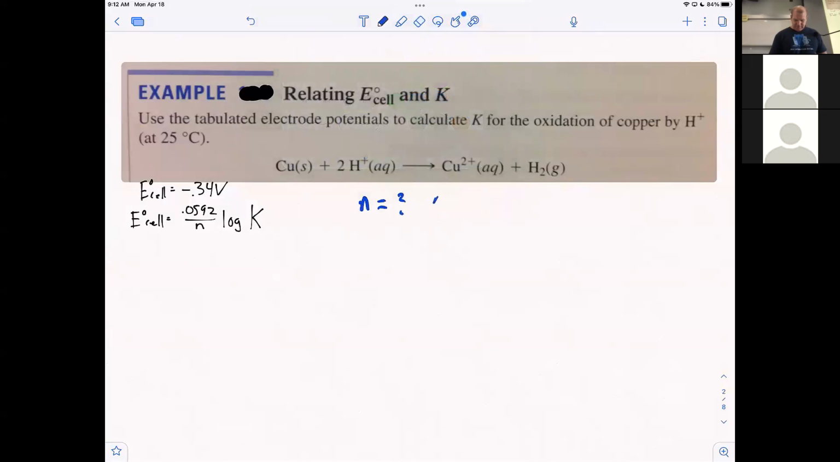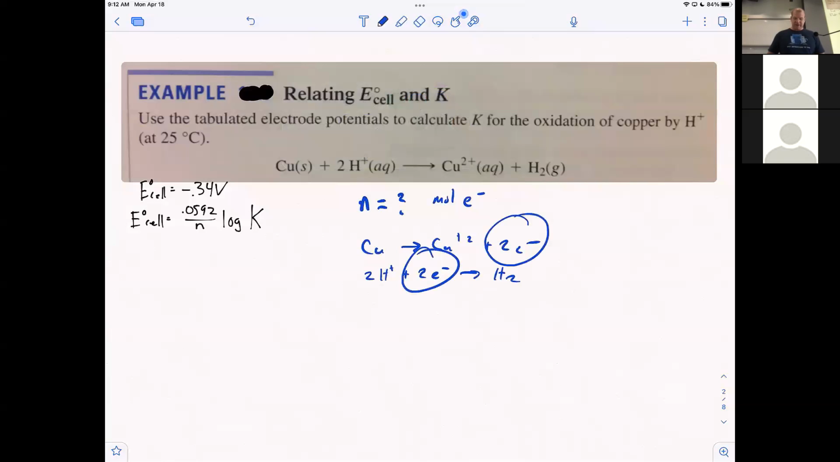So n is going to be 2 moles of electrons. Because if you look at the half reactions, copper goes to copper 2+ plus 2 electrons. Same thing, 2H+ plus 2 electrons goes to H2. So these are the half reactions, and the number of moles of electrons transferred is 2. So n is 2 moles of electrons.